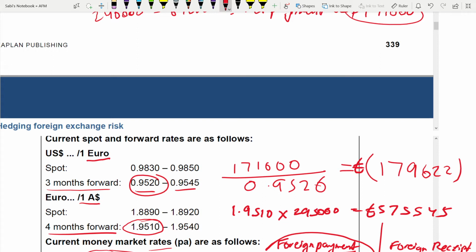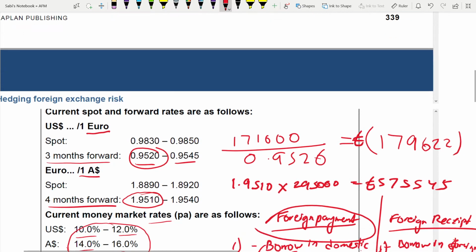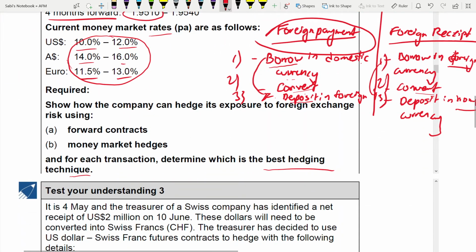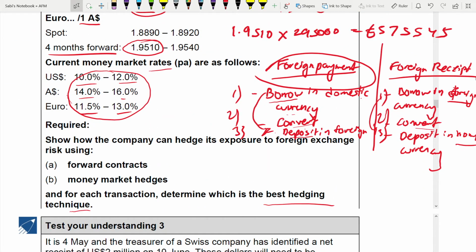Now what are we going to do? We are going to deal with money market hedging. Money market hedging, it's a net payment. It's a foreign payment. So for a foreign payment, I have told you what you have to do. You have to borrow in domestic currency. That means you have to borrow in euro. You have to convert and then deposit in US dollar.